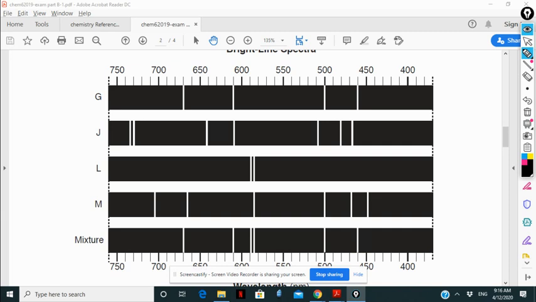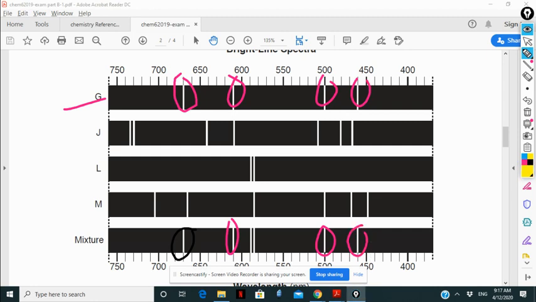The first band in the mixture is at almost 670. So here's 670, so now I have G. I'm going to take the whole bands. Here's this band too, one at 500, and one right away before 450.